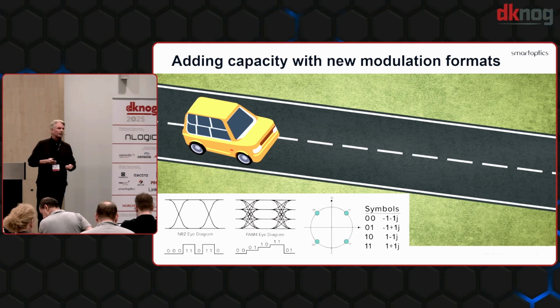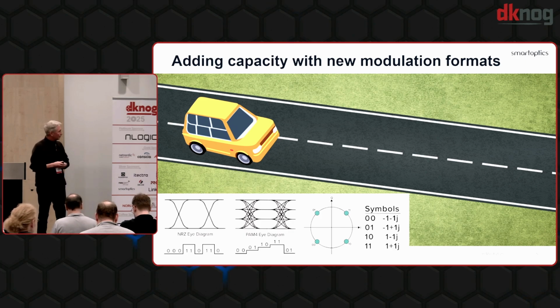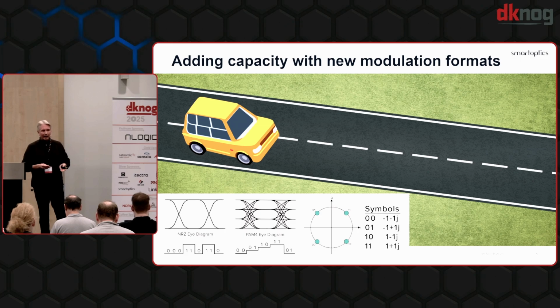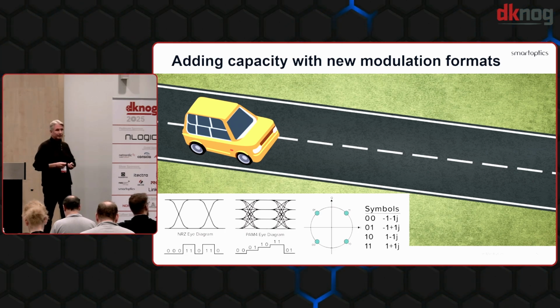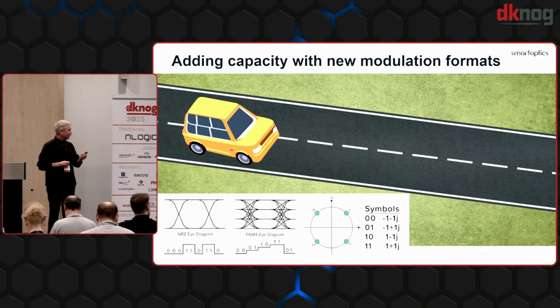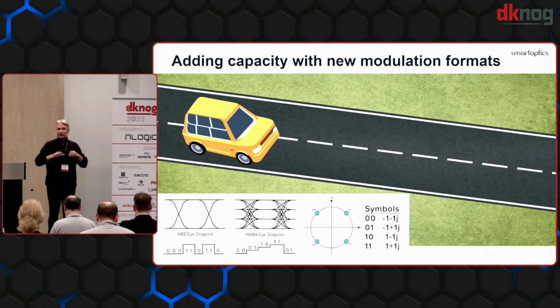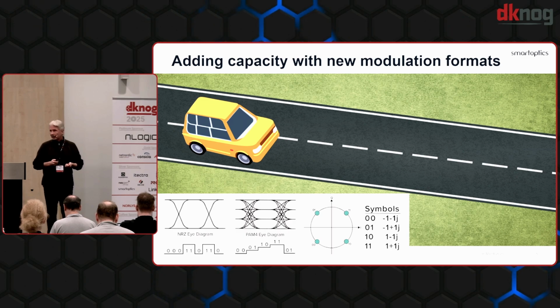If we look at some of the standard client optics on the market today, the typical 100 gig LR4, for example, uses the first modulation type. So you have 25 gig direct modulated signals with NRZ, and you use 4 of those wavelengths combined into a 1x 100 gig signal.